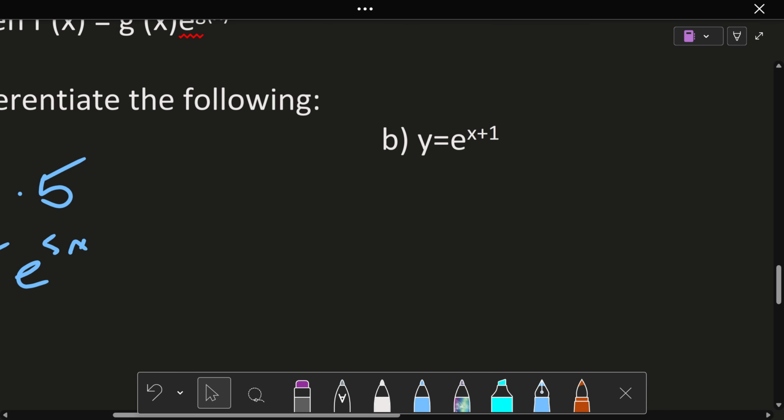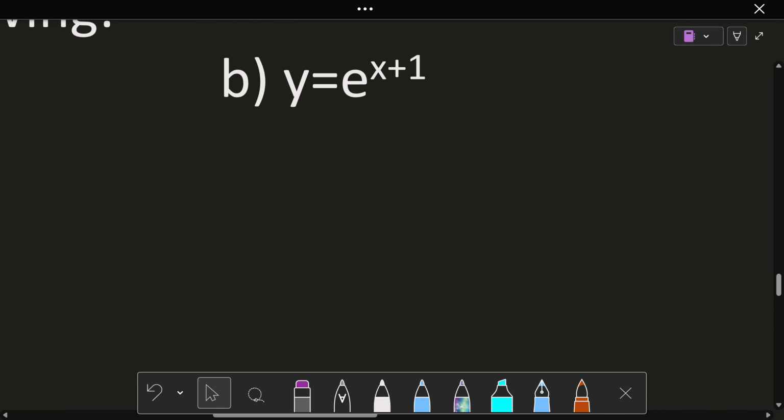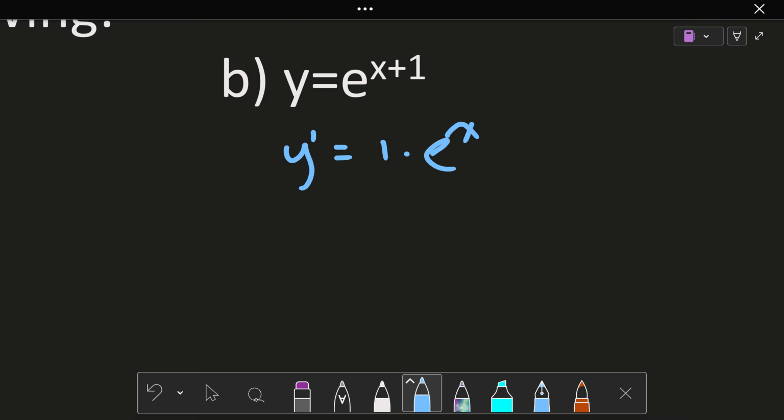Okay, let's look at another example here. So if we have y equals e to the power of x plus 1, we are going to find our derivative by taking the derivative of the exponent and multiplying it by the original function. So the derivative of x plus 1 is 1. And then we're timesing that by e to the x plus 1. So this is another case where the derivative is the same as the function, because the derivative of my exponent is 1.